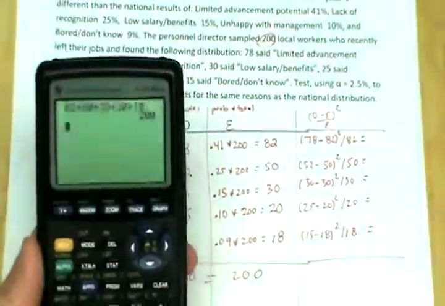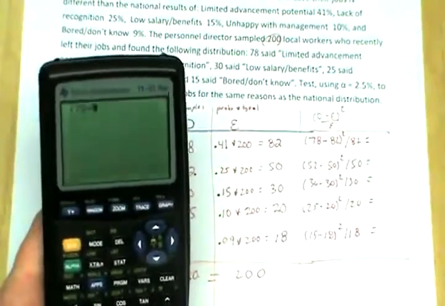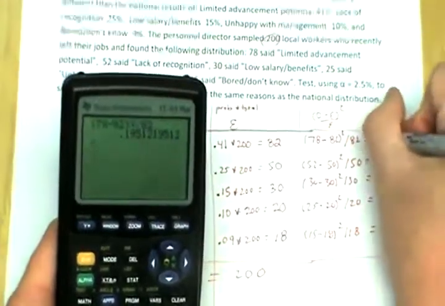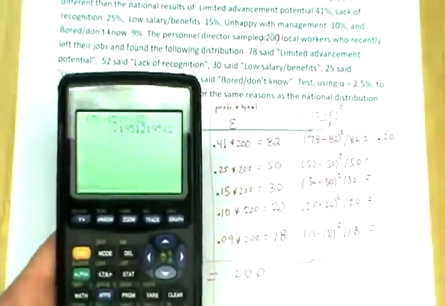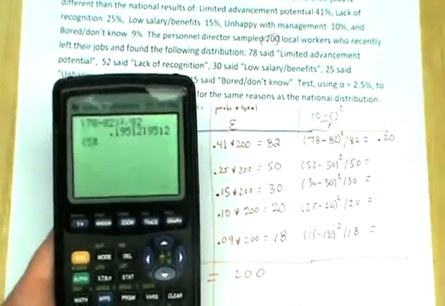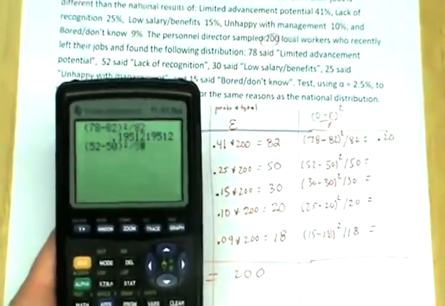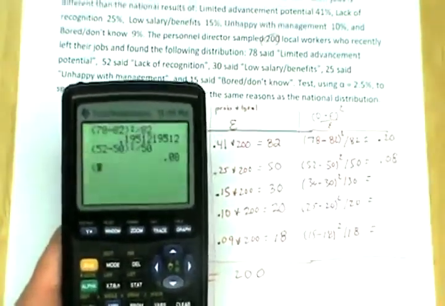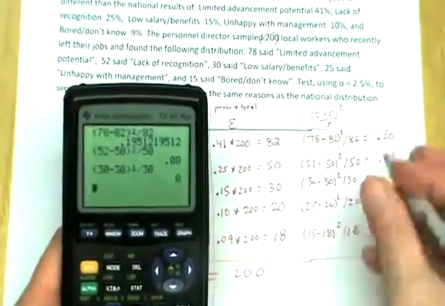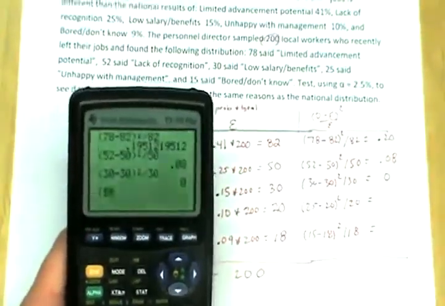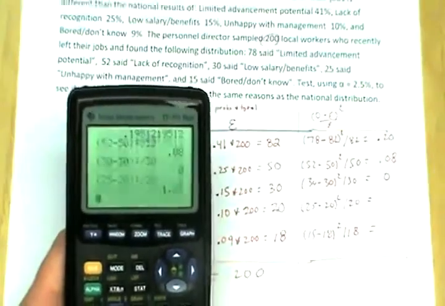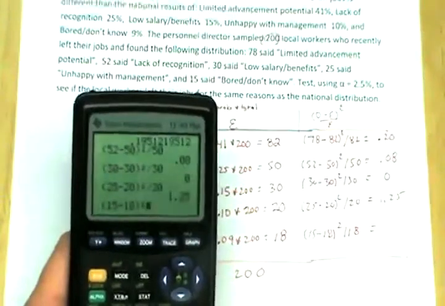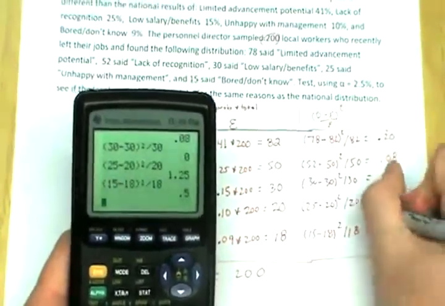So in our calculators we're going to put in 78 minus 82 squared divided by 82. 0.20 to 2 decimals. There we go. 52 minus 50 squared divided by 50. 0.08. 30 minus 30 squared divided by 30 is going to give us 0. 25 minus 20 squared divided by 20. 1.25. And finally, 15 minus 18 squared divided by 18 gives us 0.5.